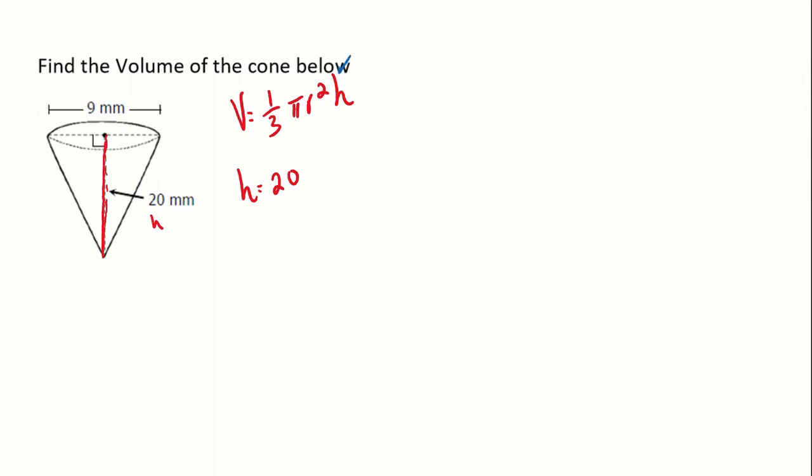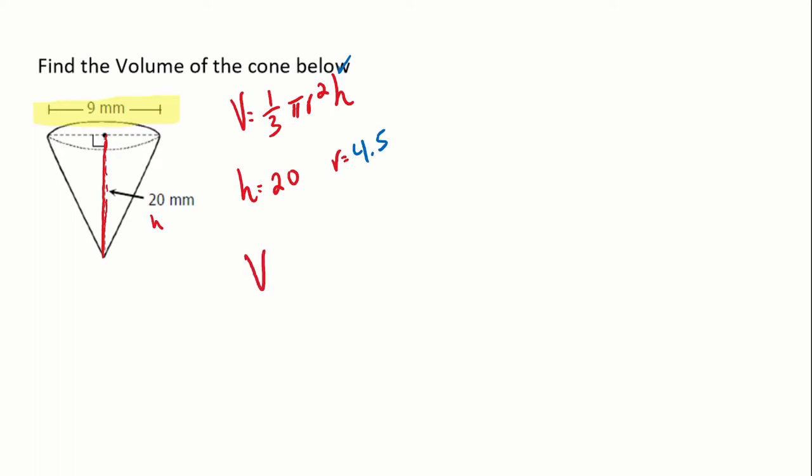Second thing is, do we have the radius? Yes and no. If we look up here, what we do have is the diameter. And remember, the diameter is twice the radius, or the radius is half of the diameter. Since the diameter is 9, half of that would give me the radius. Half of 9 is 4.5. And so here I have everything that I need to substitute back into my equation.